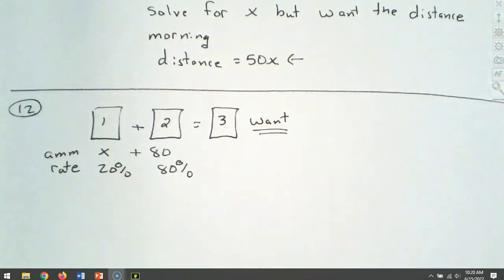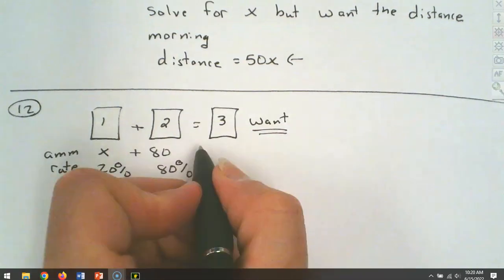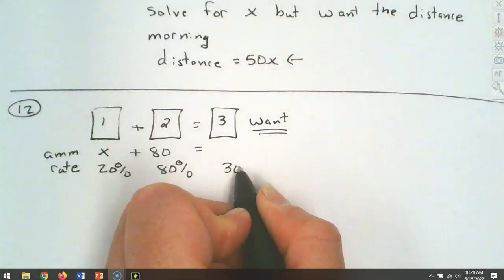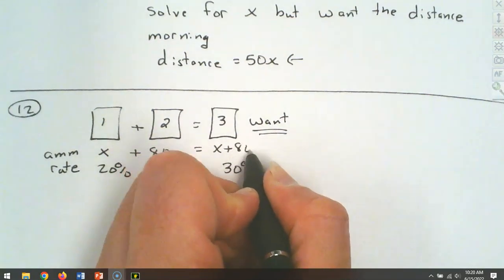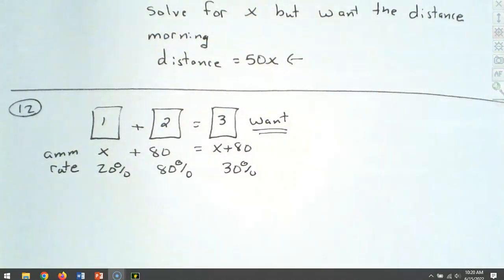And watch for keywords. It says to get. So that means what I want, right? I want to get a 30% solution. So that means that 30% is going to go over here. And adding across, well, that's X plus 80. Simple enough.